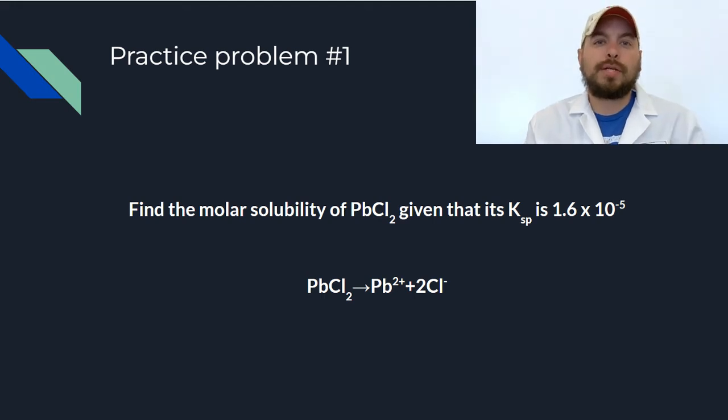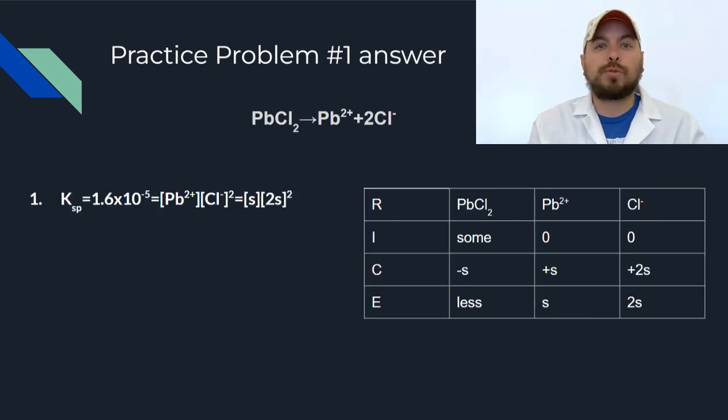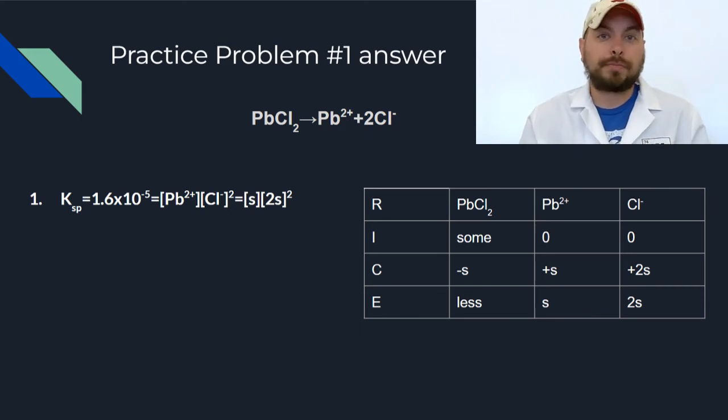Let's go ahead and do an example where we find the molar solubility of lead 2 chloride. The KSP of lead 2 chloride is 1.6 times 10 to the negative 5th. Go ahead and, with me, find the molar solubility. The first thing we need to do is write our equilibrium expression. The equilibrium expression of lead 2 chloride is KSP is equal to the concentration of lead 2 plus times the concentration of Cl minus squared.